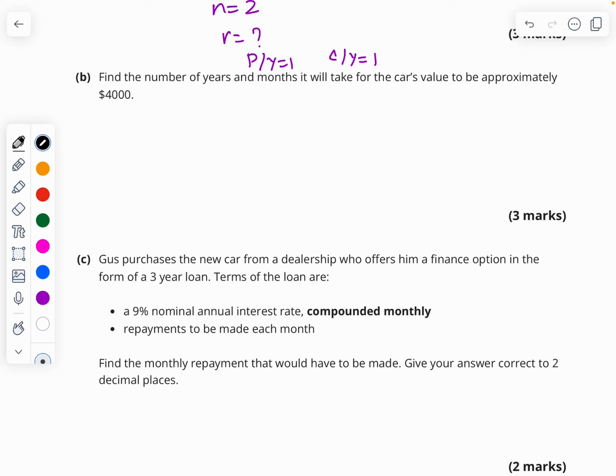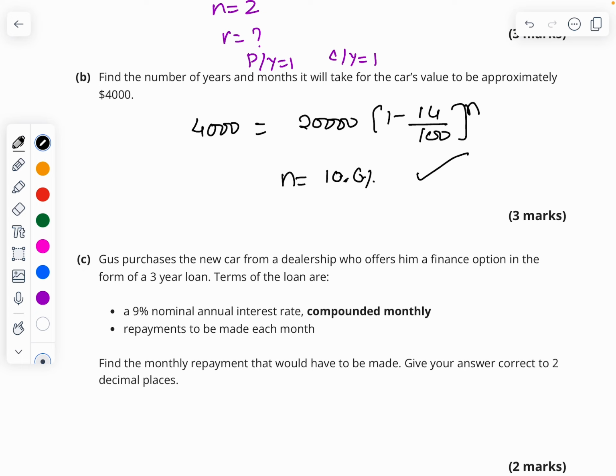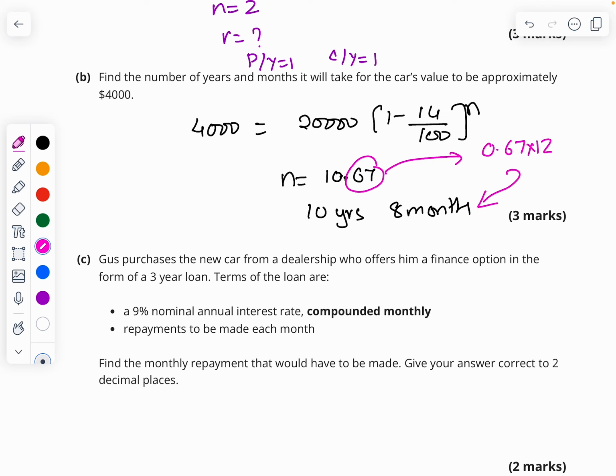Find the number of years and months it will take for the value to be 4000. So you can use the GDC directly, or I'm using the formula also, so that you'll be getting habituated with the formula: 2 minus 14 upon 100, whole to the power of n. Calculate by GDC by entering the appropriate values, or you can do it by this method also. So 10 years and 0.67 is nothing but what, 8 months. How do I convert 0.67 into 8? So 0.67 times 12, which is approximately equal to 8 months.